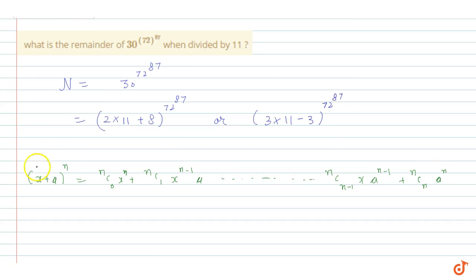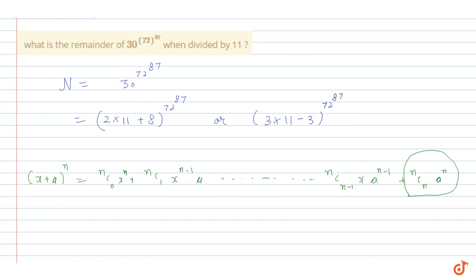So if I divide (x plus a) raised to power n by some factor of x, then we can clearly see that all the terms with x can be divided by that factor, but the last term, which has nCn into a to the power n, cannot be divided by that factor. So the remainder of (x plus a) raised to power n by x is equal to the remainder of a to the power n by x.